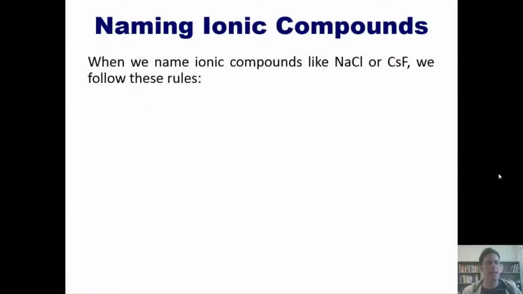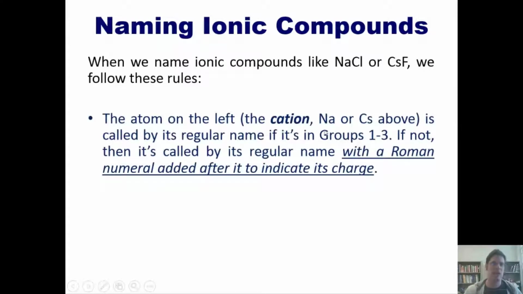So when we name ionic compounds such as NaCl or CsF, we follow these rules. First, the atom on the left, the cation, in this case sodium or cesium, is called by its regular name if it's in groups 1 through 3, or columns 1 through 3 of the periodic table. If not, especially if you're talking about an element that's in the D or F blocks of the periodic table, then it's called by its regular name with a Roman numeral added after to indicate its charge.